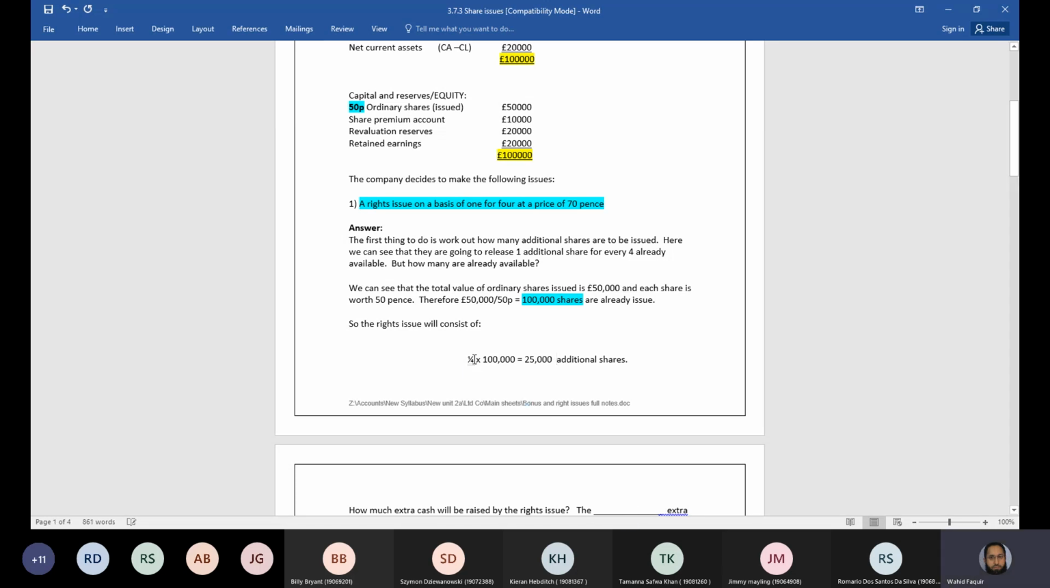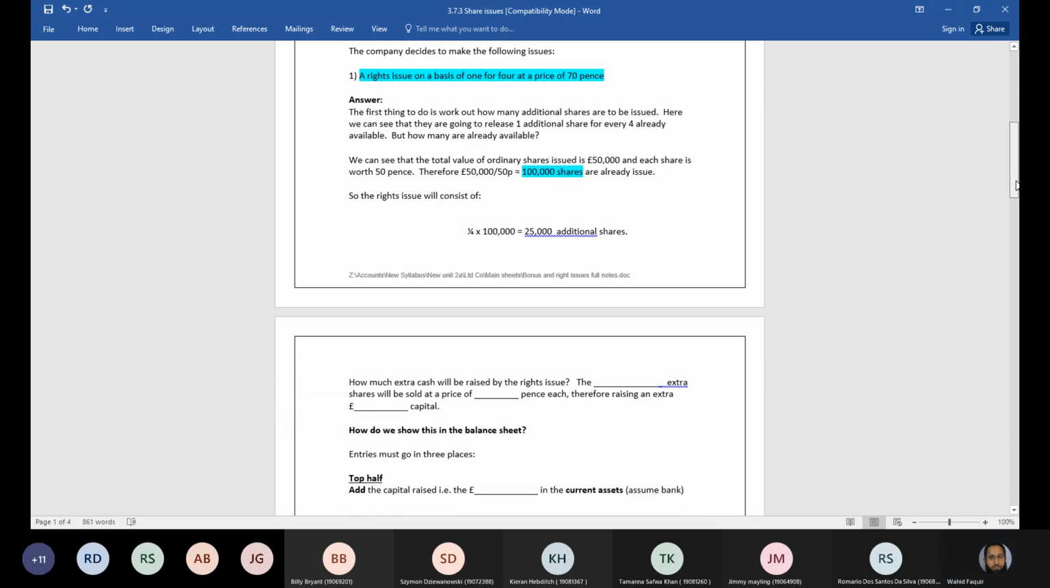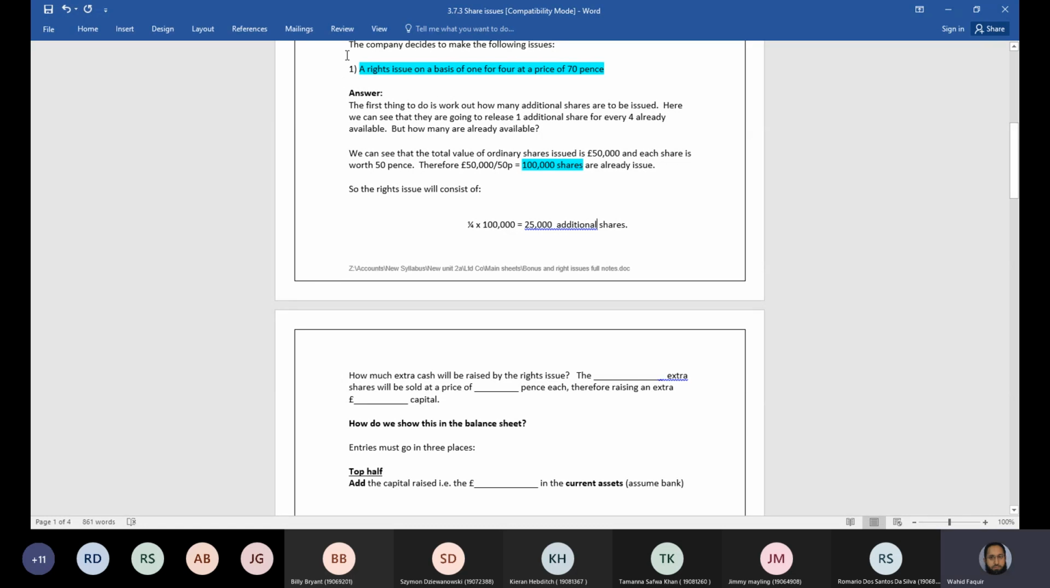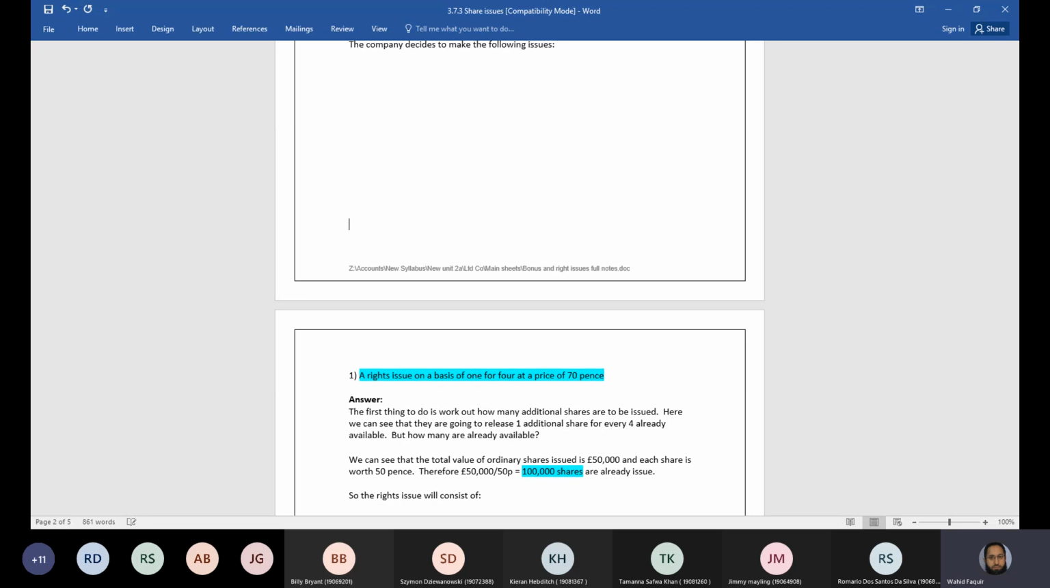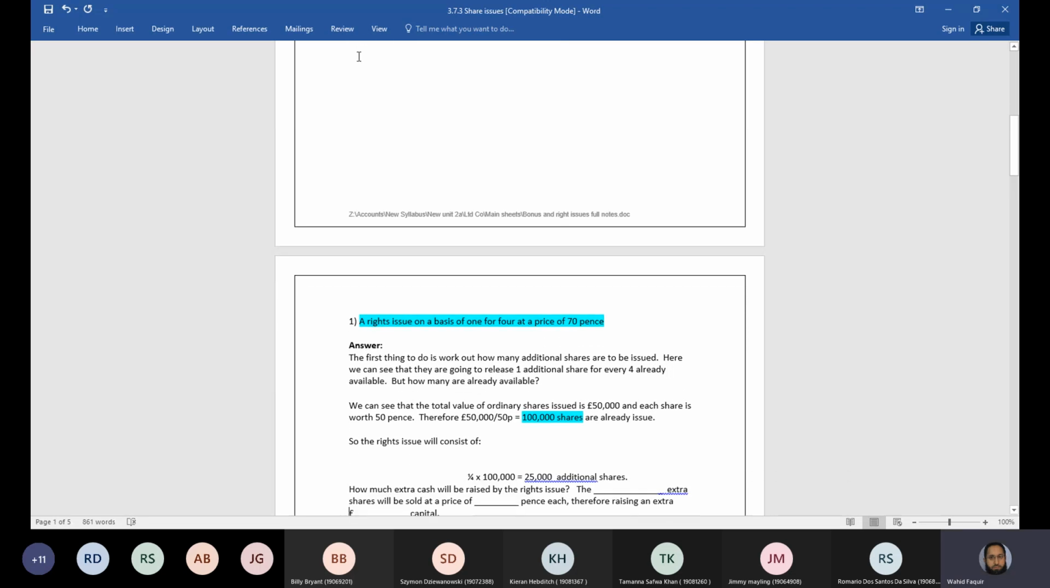Just make sure you can see where the figures came from. That's the ratio, 1 for 4. That's how many shares are already in circulation. Therefore, 1 for 4 times by 100,000 gives us 25,000 additional shares. Okay, if they sell 25,000 additional shares or issue them, how much additional capital will they raise? That's not rhetorical. You should be able to calculate that.